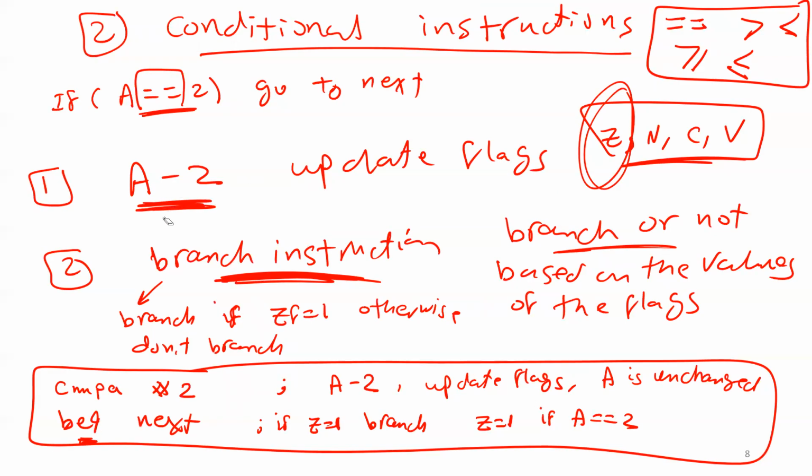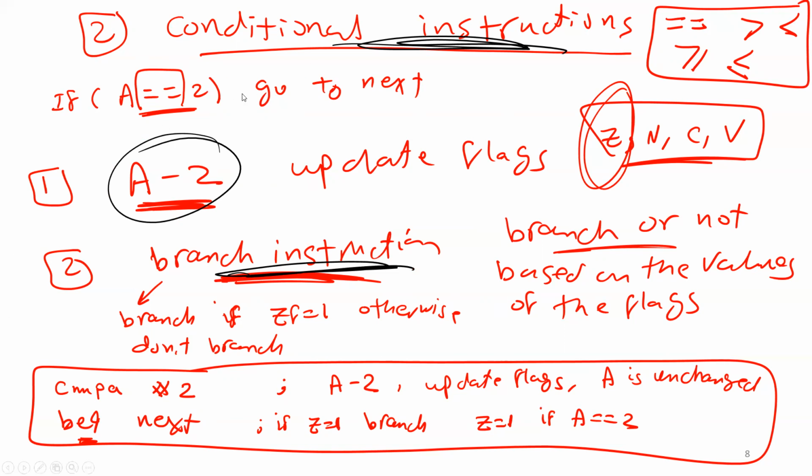However, if you want to use conditional instructions, number one, as I told you, you have to do subtraction to update the flags. Number two, after you update the flags, you have to use one of the branch instructions. Let me give you an example. If I want to do something logical like this in assembly, like in C language: if A is equal to 2, go to next. Look how I can do it.